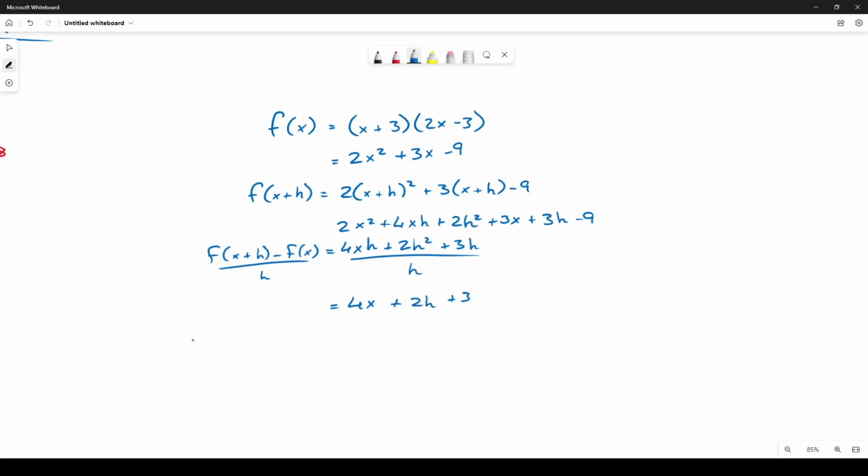And then the last step, and you do need to write this, the limit as h goes to 0 of f of x plus h minus f of x, all this again, over h is equal to, and then what you do is you just replace all the h's with 0. And 2 times 0 is 0, so you're just left with 4x plus 3.